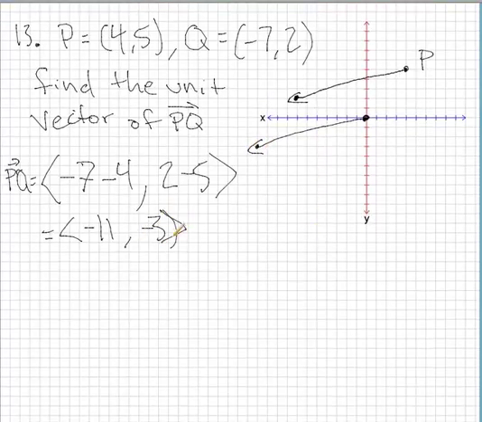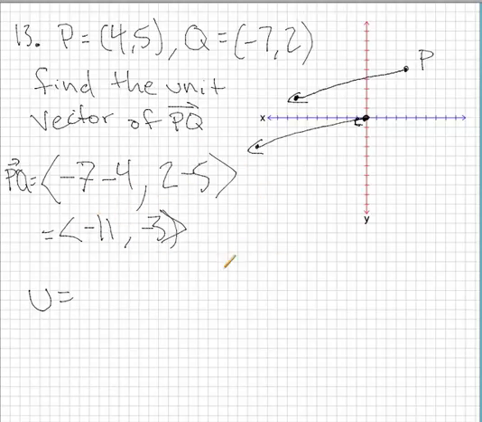Now, what we need now is the unit vector. The unit vector is just going to be in the same direction, but we just want it to have a distance of 1, or magnitude of 1. So to do that, we need to divide this vector by its distance. And to find its distance, we're going to use the distance formula.